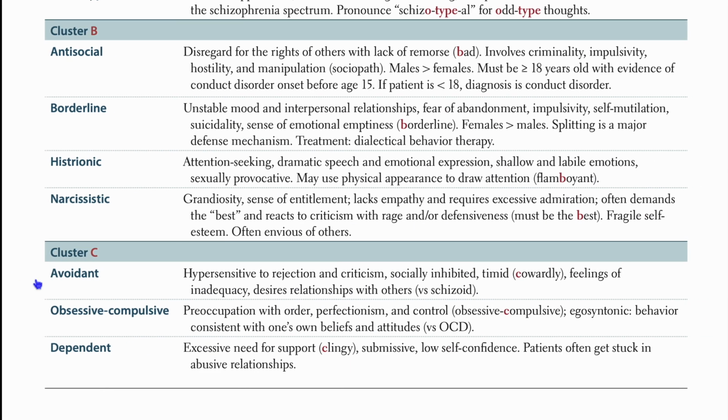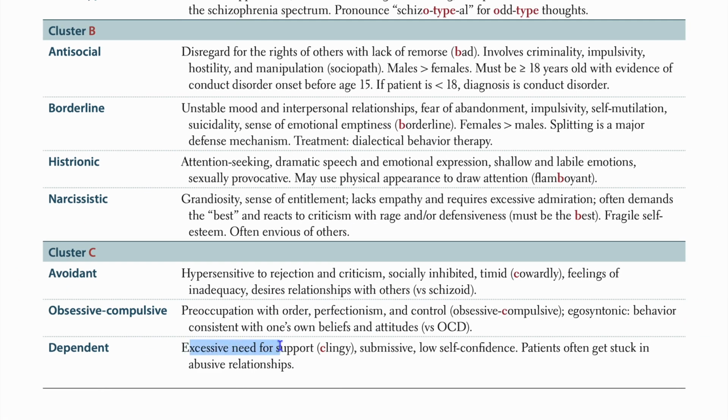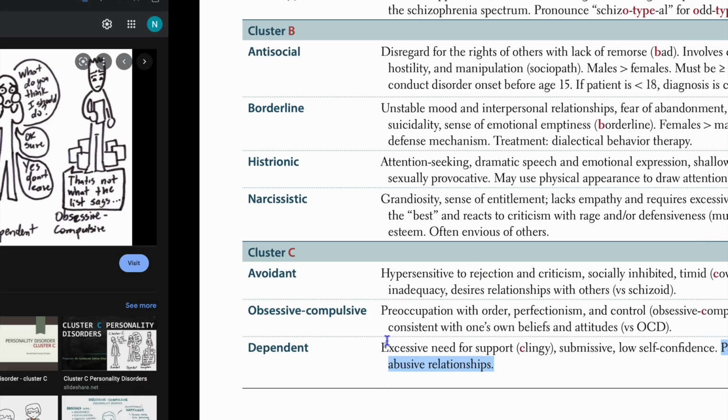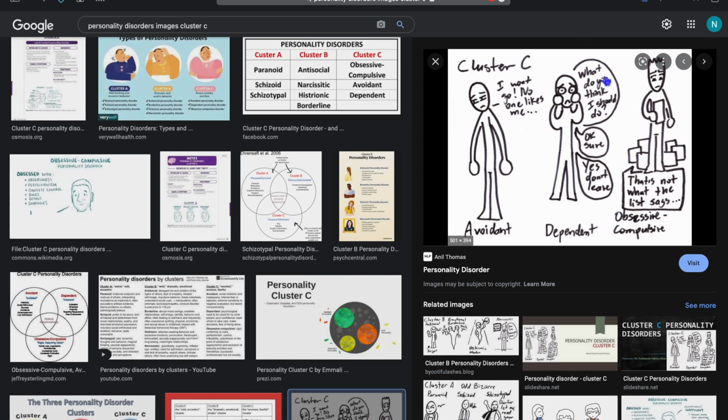And then dependent is an excessive need for support. So they're clingy. That's different from fear of abandonment. That's a different one, so you have to be able to differentiate those two. Submissive, low self-confidence. The patient often gets stuck in an abusive relationship. Okay. So, what do you think I should do? Okay, sure. Yes, don't leave.